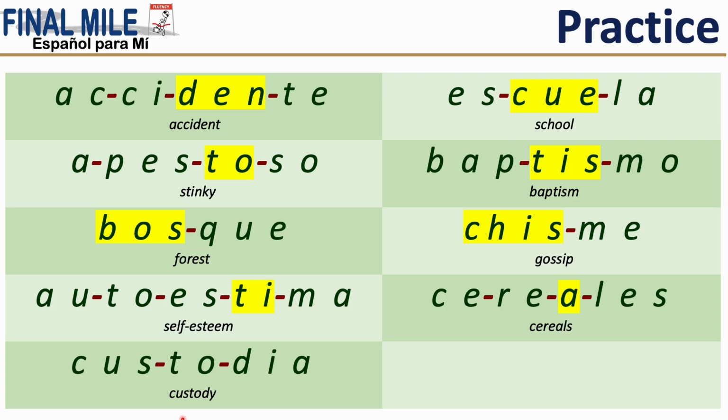Do the I and the A get separated? No. I is weak, A is strong. Pronunciation emphasis. Okay, and here we don't say cuss because the U sounds like what in Spanish? U. Custodia.